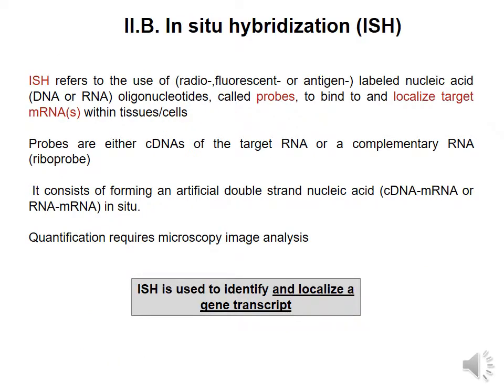In situ hybridization refers to the use of radioactive, fluorescent, or antigen-labeled nucleic acid oligonucleotides. This can be DNA or RNA, and they are called probes. These are used to bind to and localize a target RNA within tissues or cells. Probes are either cDNAs of the target RNA or a complementary RNA, which is called riboprobe. It consists of forming an artificial double-strand nucleic acid, cDNA-mRNA or RNA-mRNA, in situ.